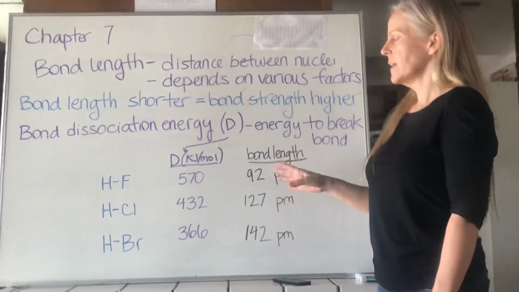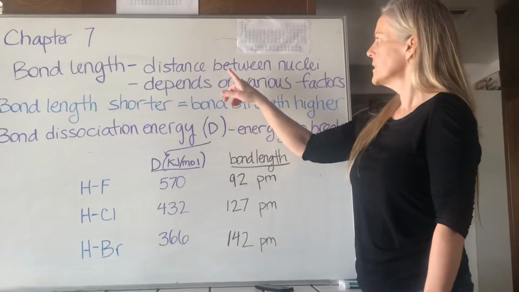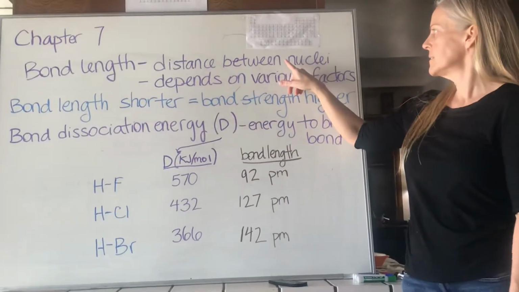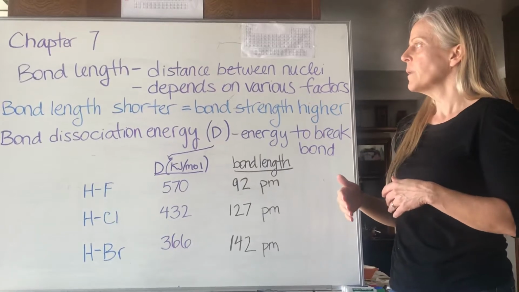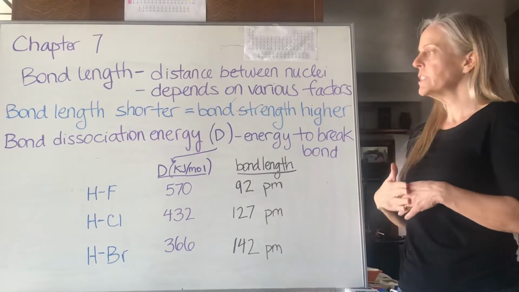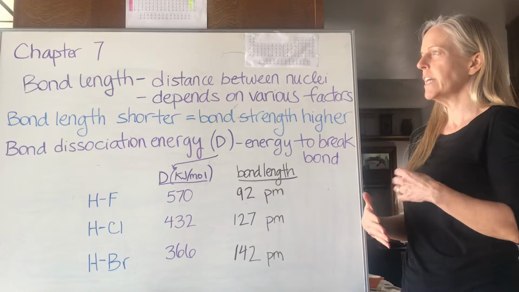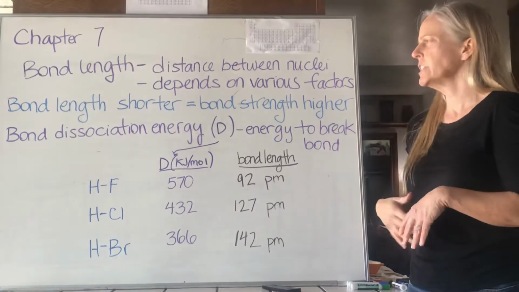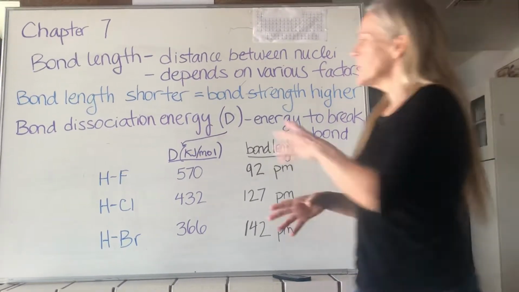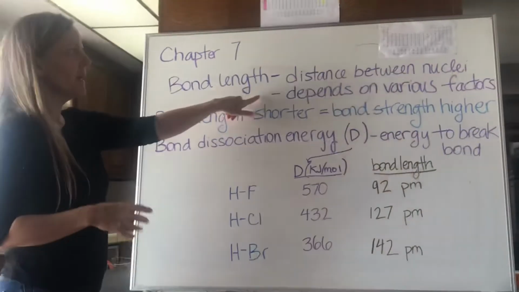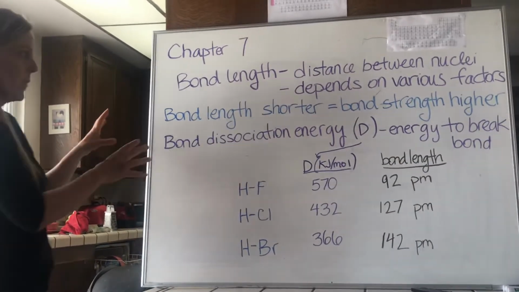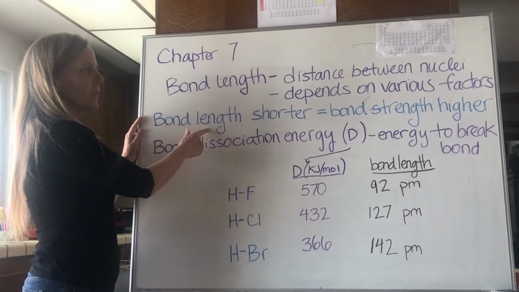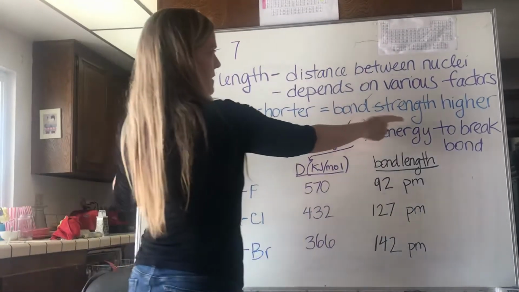Bond length is the distance between different nuclei, and we showed the bond length is different depending on what the two atoms are that are close to each other. So we had different values for hydrogen-hydrogen, and carbon-hydrogen. Those bond lengths depend on various factors. In general though, if the bond length is shorter, the bond strength is higher.